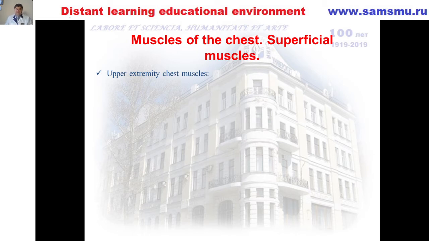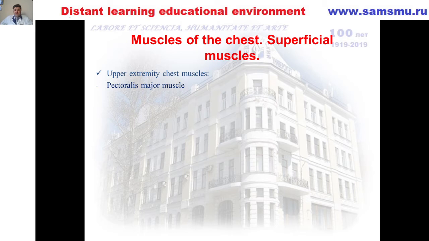And first we'll talk about the upper extremity chest muscles. The musculature of the chest is divided into the muscles that originate from the surface of the thoracic cage and stretch from it to the shoulder girdle and upper limb, and the muscles proper, autochthonous, of the chest, which are components of the thoracic wall.